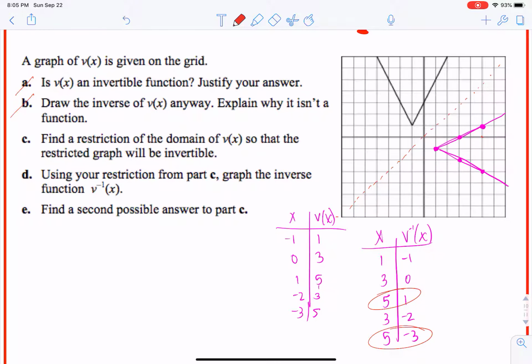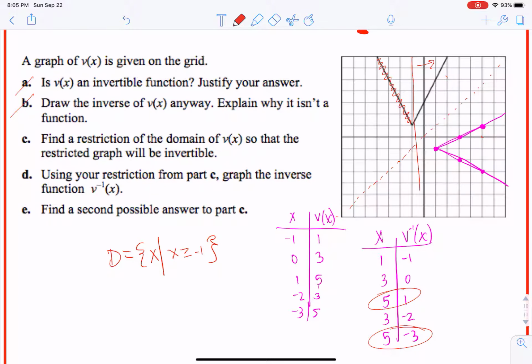Part C says find a restriction of the domain of v of x so that the restricted graph will be invertible. So what I want to do is I kind of just want to take away half of this graph. So if I were to get rid of this piece of the graph and I only examined it from here over, from here over, this is a one-to-one function. So now it says using your restriction from part C, so I can say that my domain of the graph is x values such that x is greater than or equal to -1. So now I can see that my domain of this graph will produce something that is one-to-one.